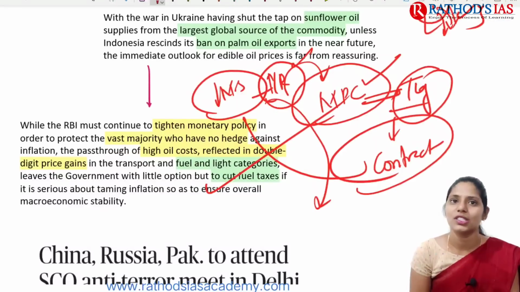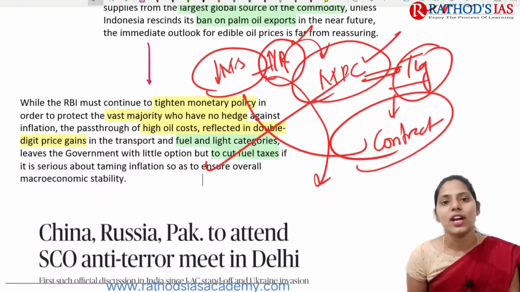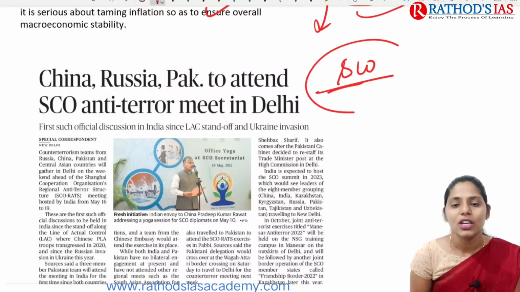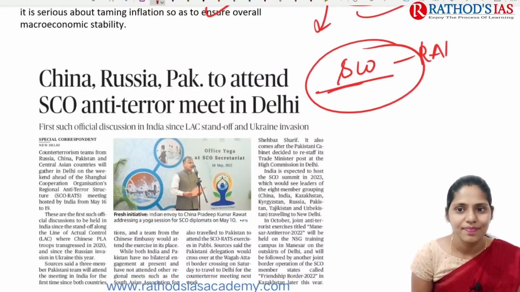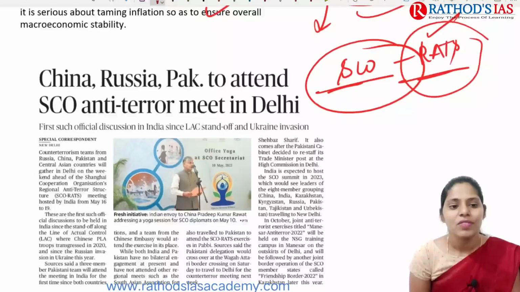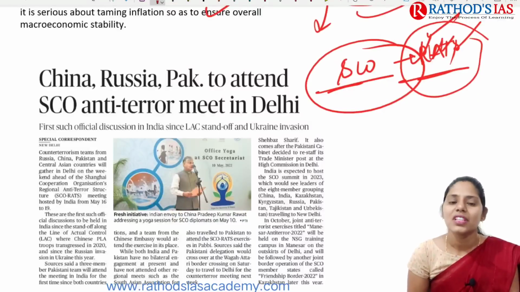So this is about this topic. And now let us try to see the next topic. It is regarding the SCO anti-terror meet. So it is about SCO RATS. Okay, SCO, Shanghai Cooperation Organization, RATS. Now actually RATS is the Regional Anti-Terror Structure.